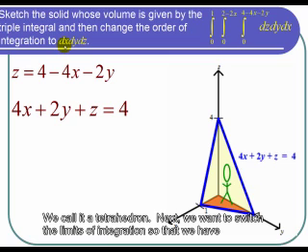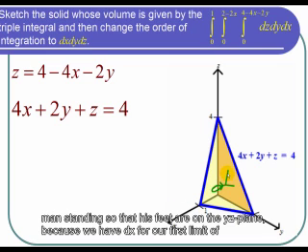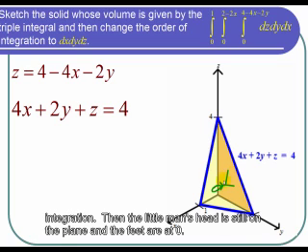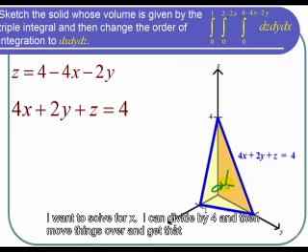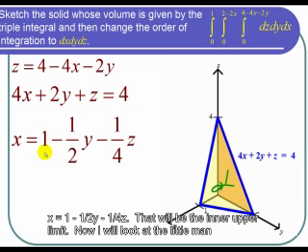So now we want to switch the limits of integration so that we have dx, dy, dz. So that means we change the way the little man is standing. So I'm going to put the little man standing so his feet are on the yz plane because we have dx for our first limit of integration. So then the little man's head is still on the plane and the feet are at 0. But I want to solve for x, so I can divide by 4 and then move things over and get that x is equal to 1 minus a half y minus a fourth z. And that'll be the inner upper limit.